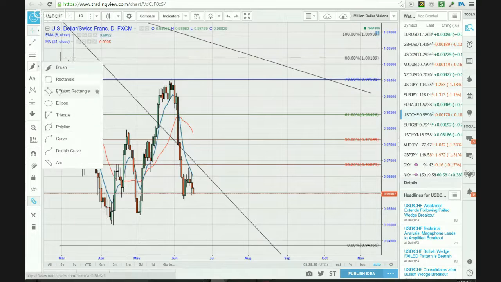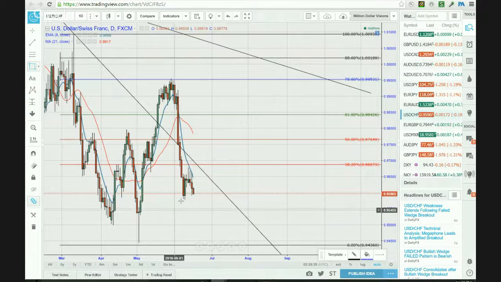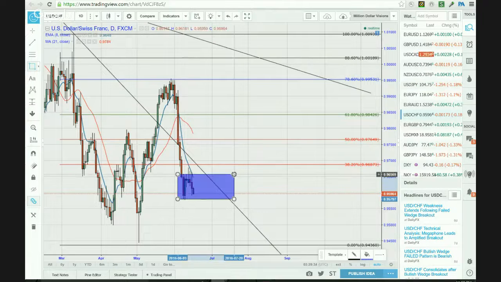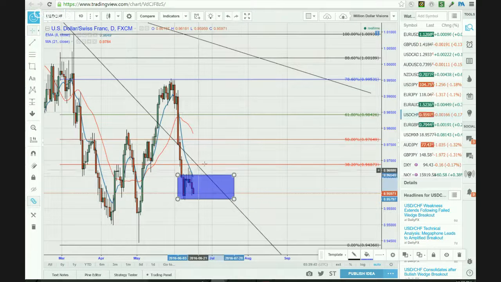Regarding where price is right now, price is stuck inside of this box of consolidation. They've been consolidating for a while after we had this bullish engulfing pattern. So before we make a decision on dollar Swiss as far as the swing trade, I will wait to see a break and close either way of this box of consolidation to see where momentum is really going.